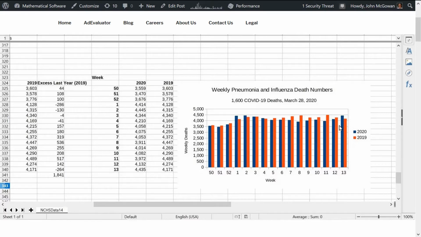And you can see they're very similar, and there's actually a significant excess in the previous year. And so there's really absolutely no sign of the COVID-19 pandemic before March 14th of 2020. And there's a small rise that's really consistent with the fluctuations in the measurements in the weeks between March 14th and March 28th. And in fact, there were reportedly 1,600 COVID-19 deaths as of March 28th, 2020. And this excess is 1,841.